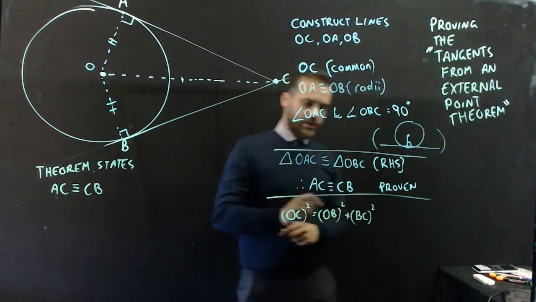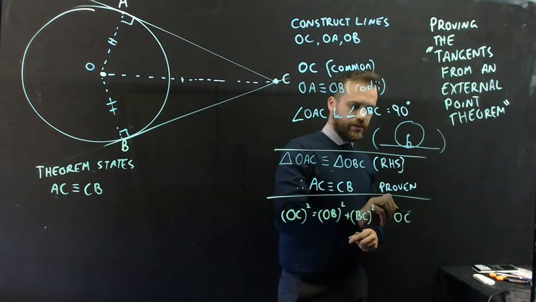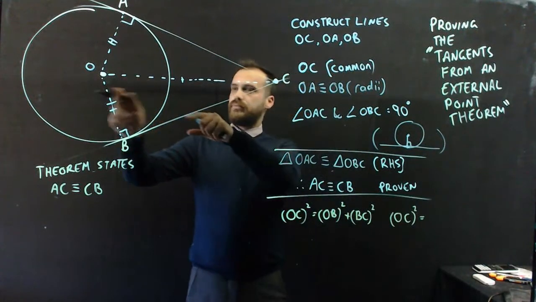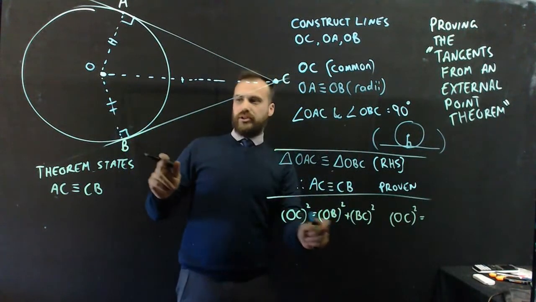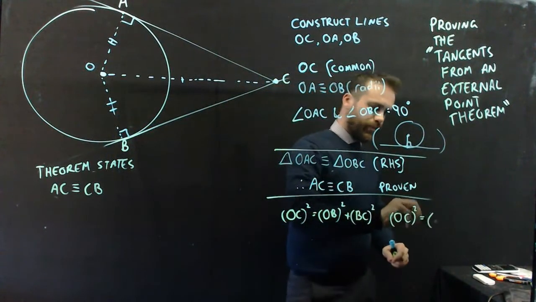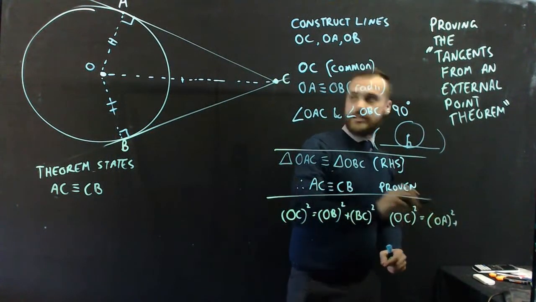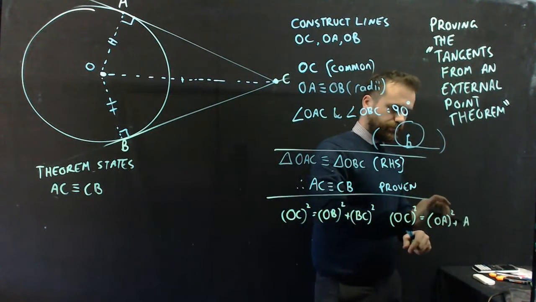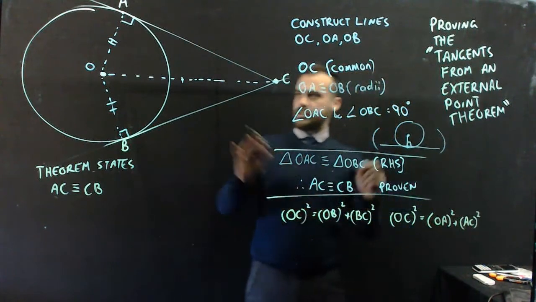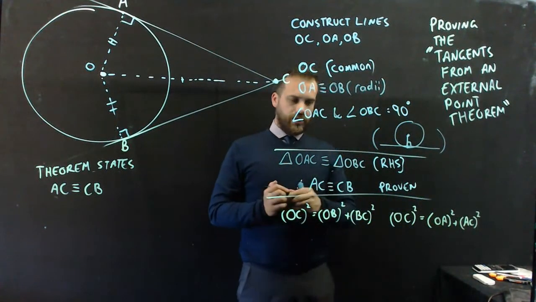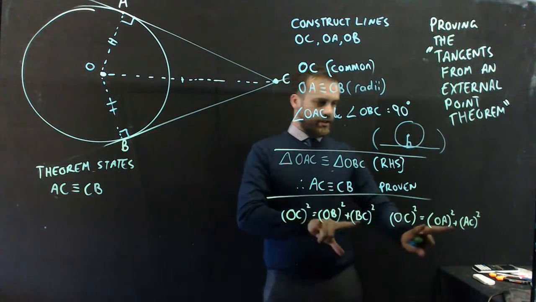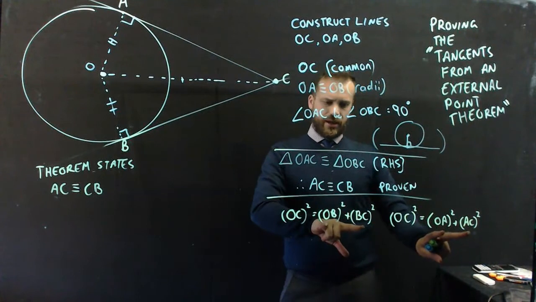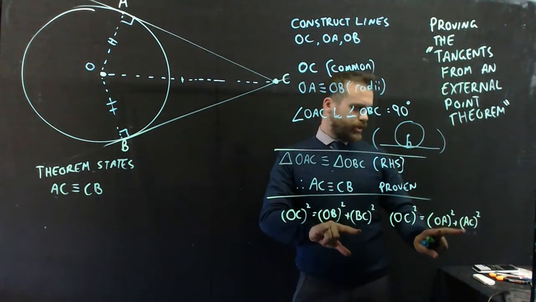Okay, and I can also say that OC squared equals, what should I use first? Try to line things up. OA squared plus AC squared. All right, so I have two of these. Now, what can I do with that? Well, I could say that these are equal to each other, right? That's probably a pretty good way to go.